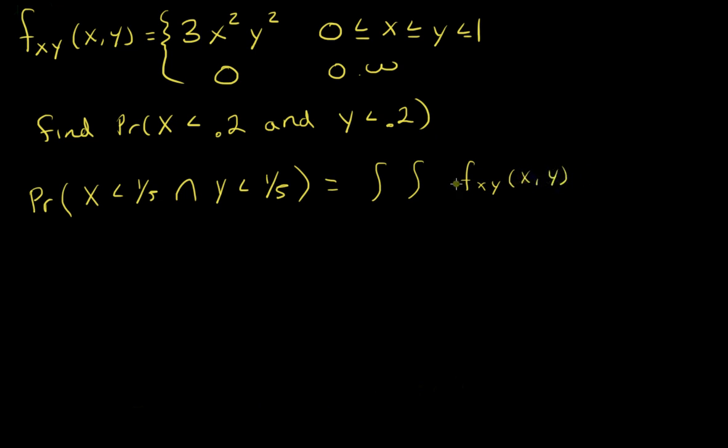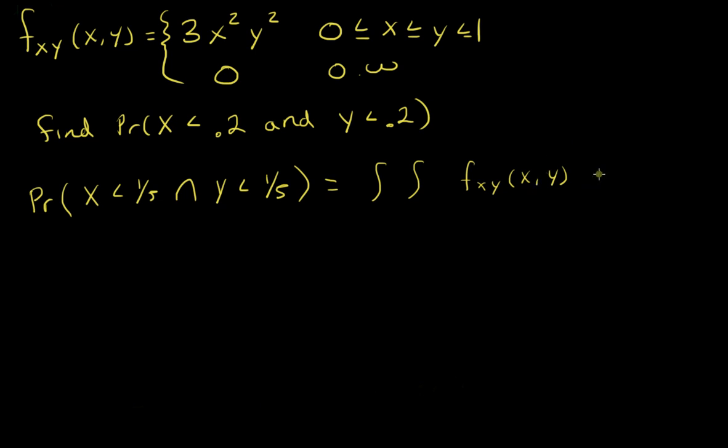If it was a probability that involved only x, then we would be integrating the marginal distribution of x. If it was a probability that involved only y, then we would be integrating the marginal distribution of y. If it was a probability that x is less than 1/5 given y is equal to 1/5 or something like that, then we would be using the conditional distribution function. So depending on what you're trying to calculate tells you which distribution you should be integrating. Since this is something involving both x and y, we should be integrating the joint distribution of x and y.